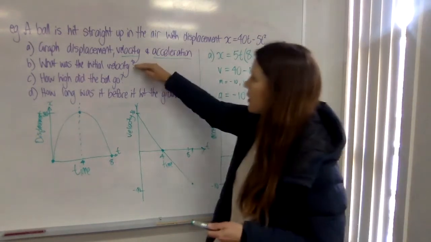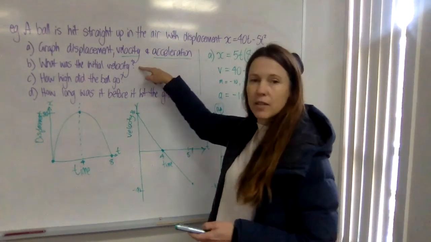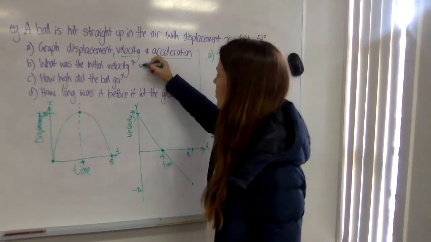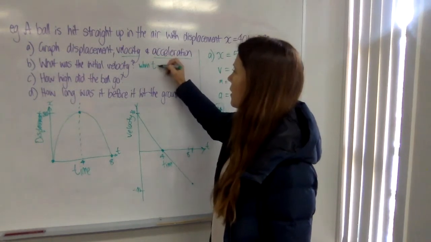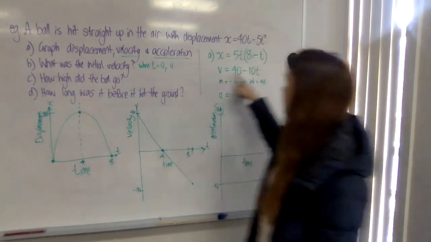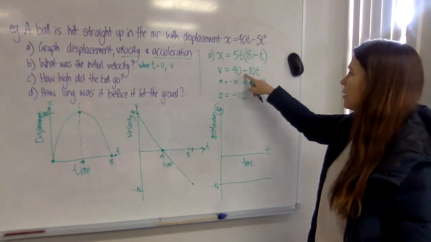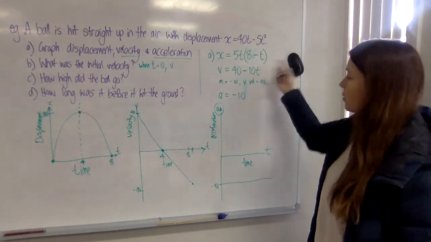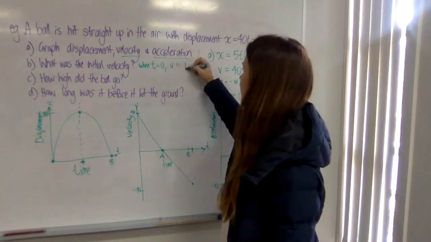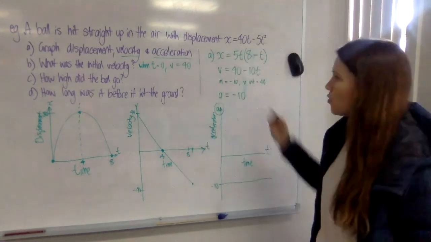All right, part B, what was the initial velocity? Well, initial means when t equals 0. So we've got a formula now for v. We can just plug in t equals 0 and we get 40 minus 0 is 40. So that's very quick and easy to answer once we have our formulas.